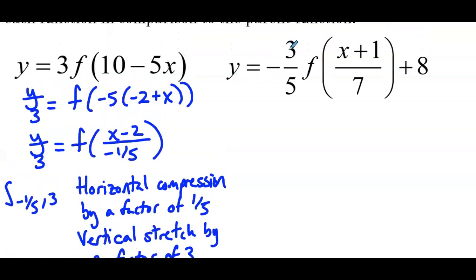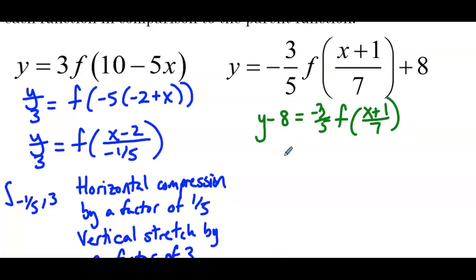Okay, y equals negative 3/5 f of x plus 1 divided by 7 plus 8. All right, so they're throwing more at us. So we'll start by subtracting 8 from both sides. y minus 8 equals negative 3/5 f of x plus 1 over 7. Then we can divide both sides by negative 3/5, f of x plus 1 over 7.